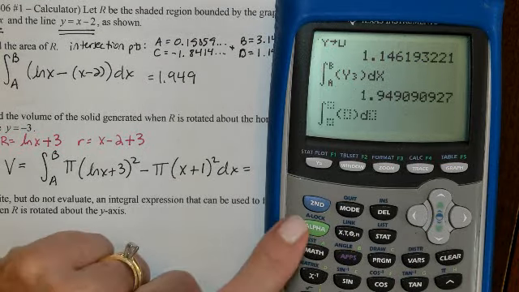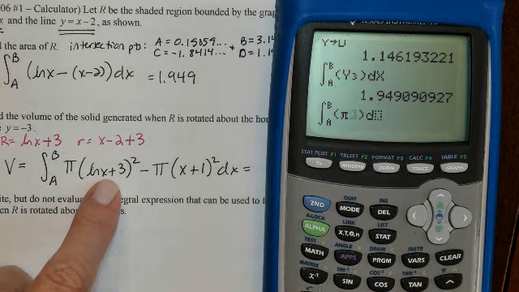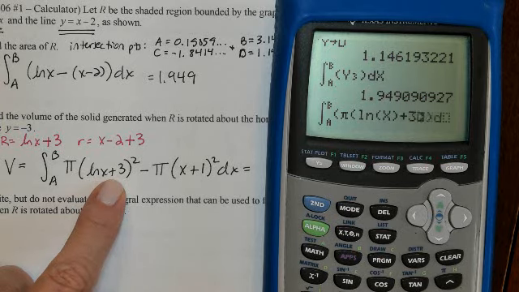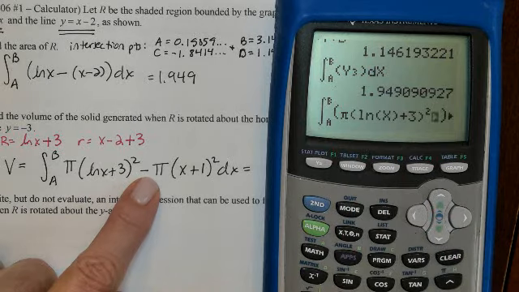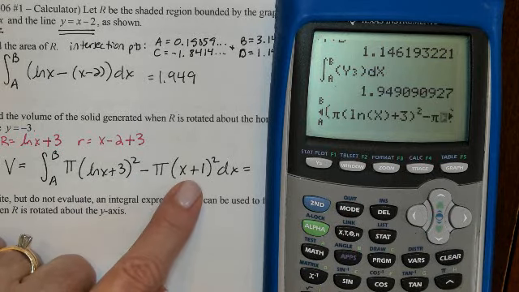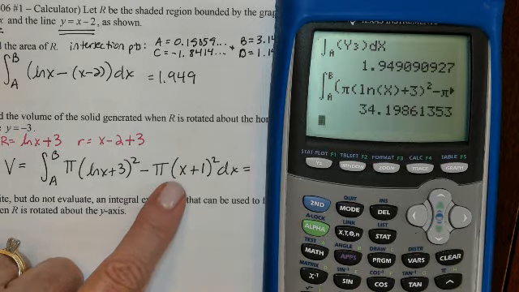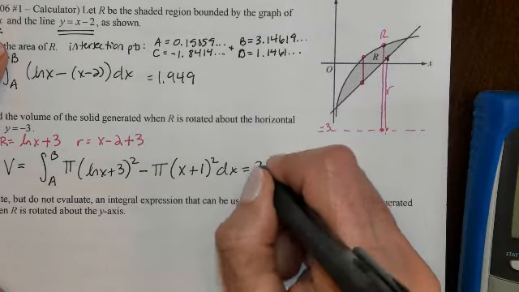Math 9, A to B, pi times, and it'd be just as easy to put ln x plus 3 squared, make sure you type it in right, minus pi times x plus 1 squared dx. 34.199.